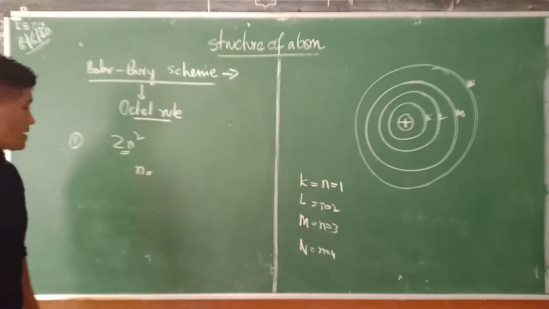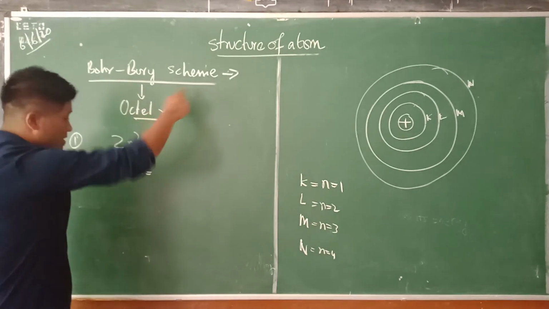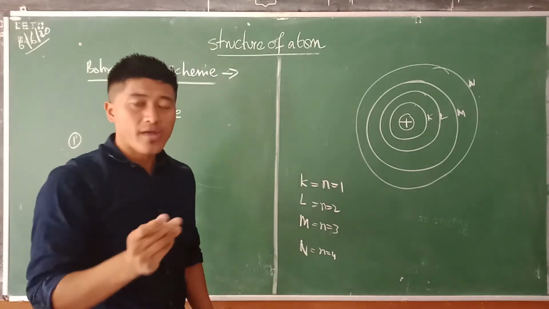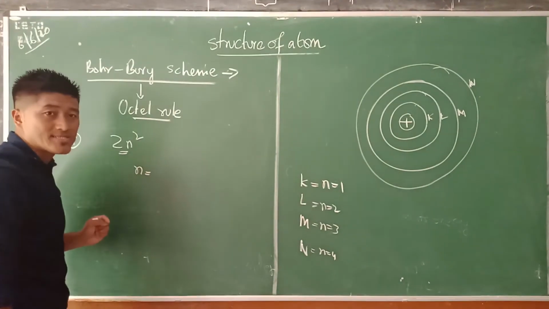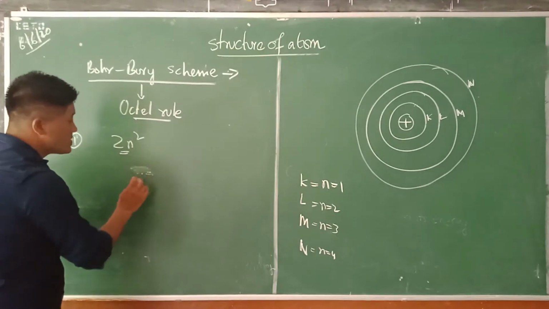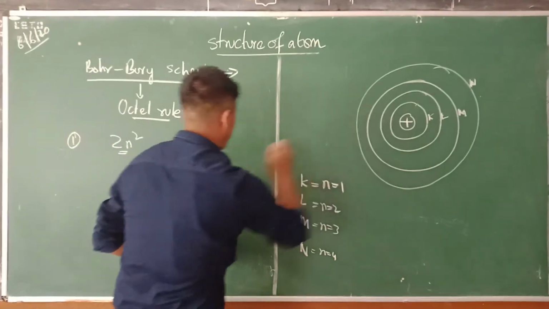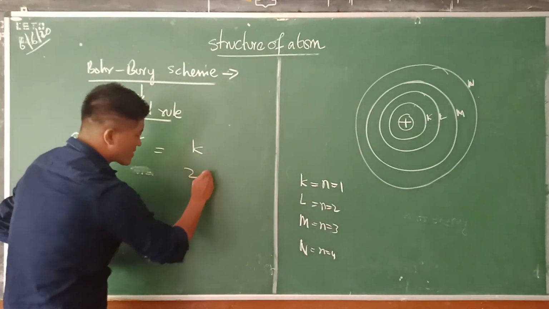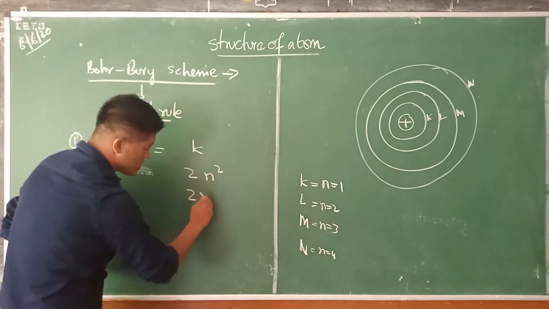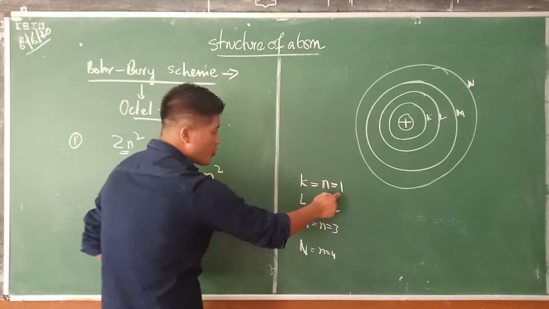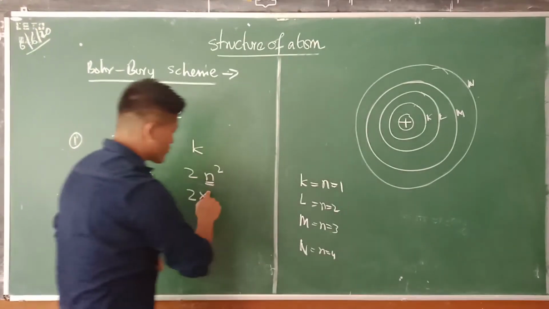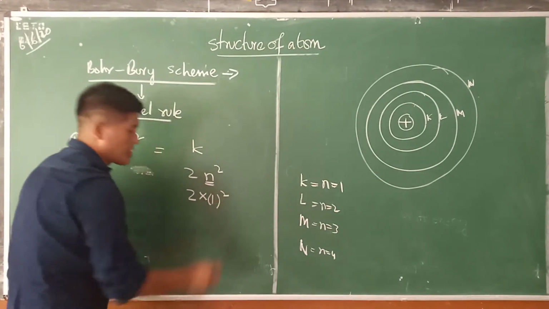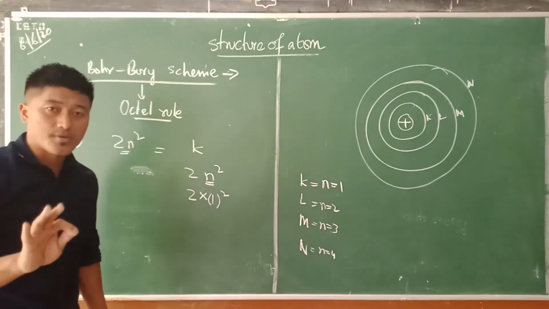Is that clear? According to the Bohr-Bury scheme, in each orbit the electrons have to be filled on the basis of the formula 2n squared. Let us use that formula and talk about the K shell. In the K shell, we calculate 2n squared. Since n is the number of the shell and K is the first shell, instead of writing n, we write 1, along with the square.